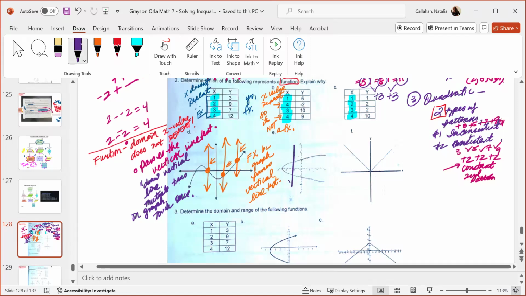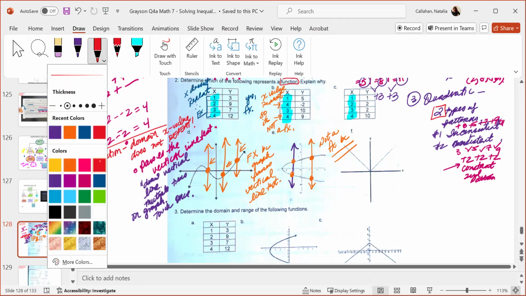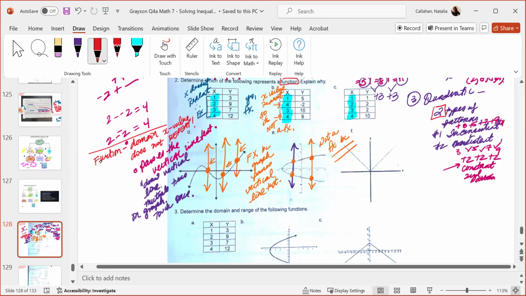Okay, if I draw a line here, how many times does it touch? Twice, right? Draw another one. Twice. Yes? So this is not a function because, explain it. Because it does not pass the vertical line test. The vertical line touches the graph twice, and x repeats, right?